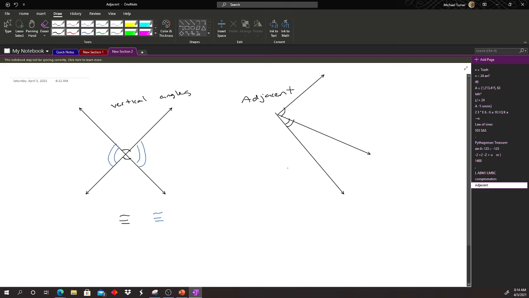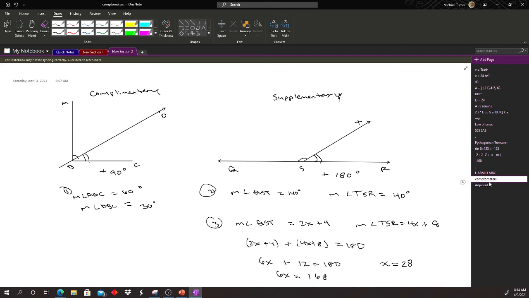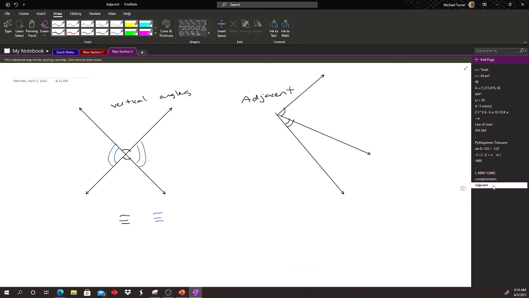Now, we just looked at complementary and supplementary angles. Those are also adjacent, but they have a special relationship. Either they add up to 90 degrees or they add up to 180, whereas with just any random set of adjacent angles, that's not necessarily the case.